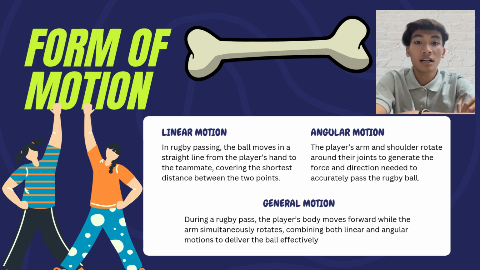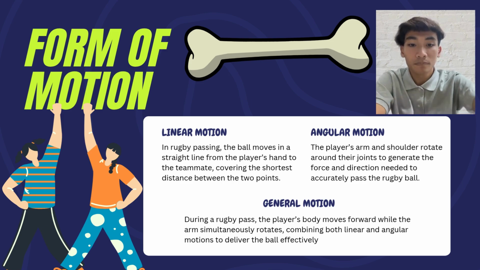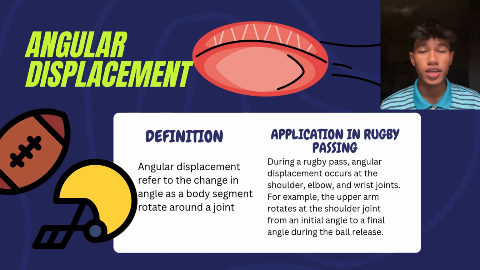For the last, general motions. During a rugby pass, the player's body moves forward while the arm simultaneously rotates, combining both linear and angular motion to deliver the ball effectively. So, we start about angular displacement.